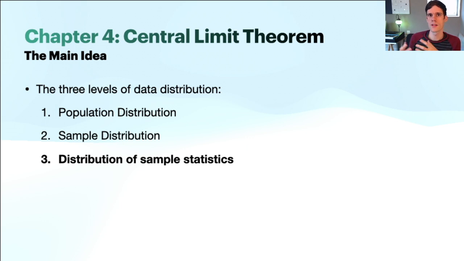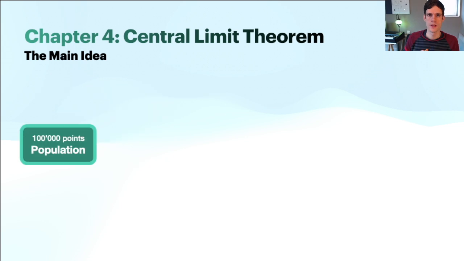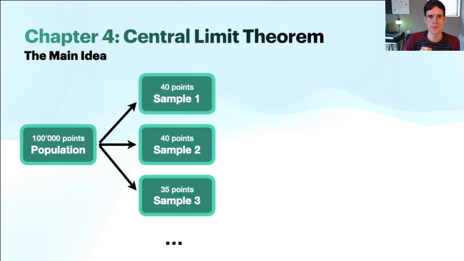So this is quite abstract and in words. So let's look at it in a more schematic way. Now let's say that we start with a population distribution of 100,000 data points. This will be our first level of distribution, our population distribution. Now from this population, a number of samples can be randomly drawn. Let's say that we have one sample of 40 points, another sample of another 40 points, and a third sample of 35 points, and so on.